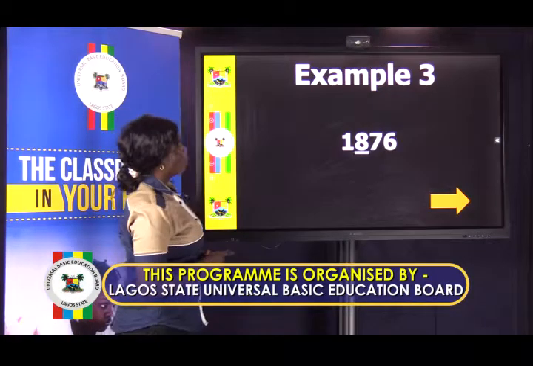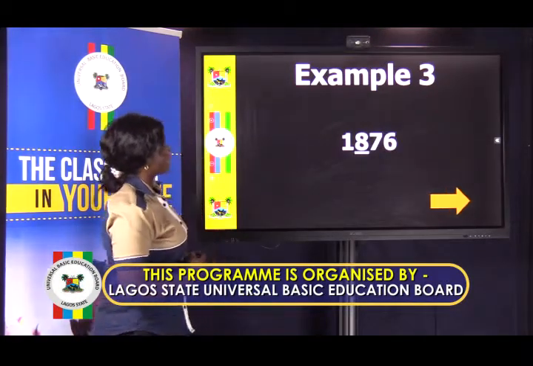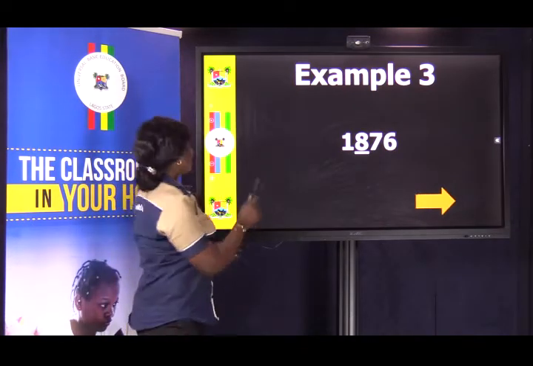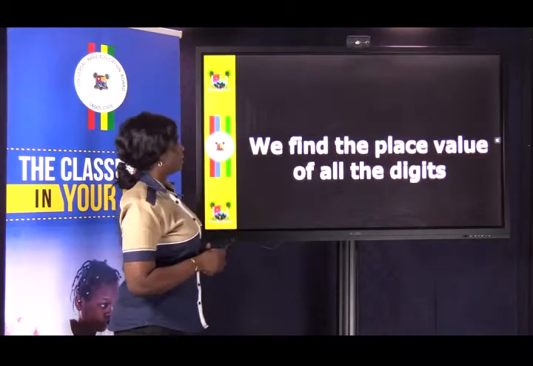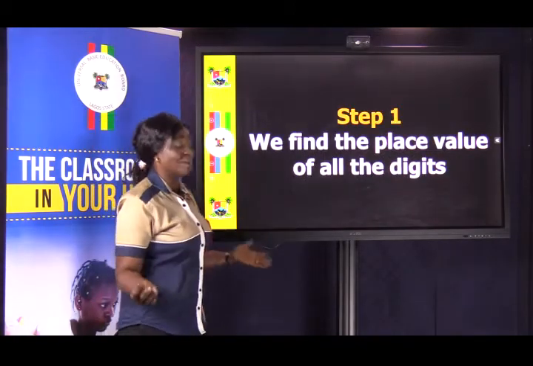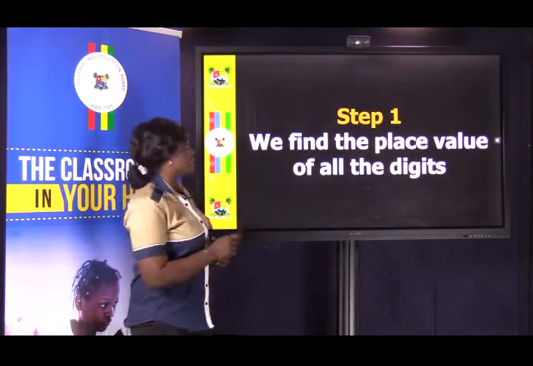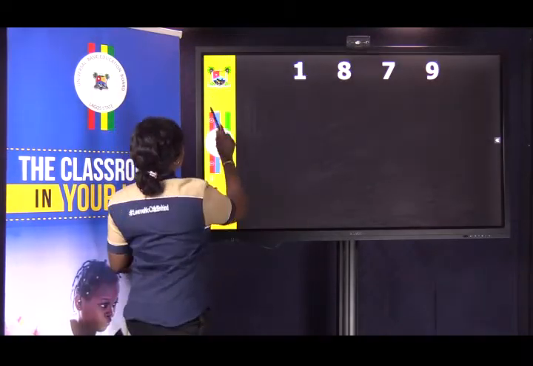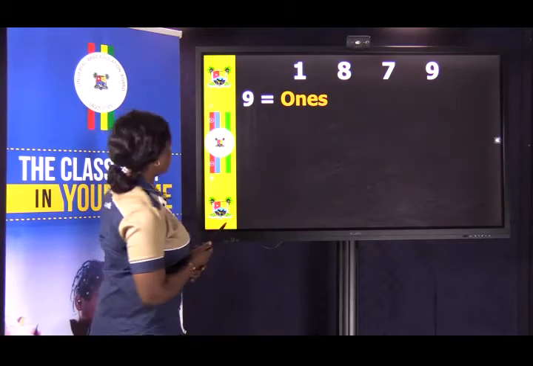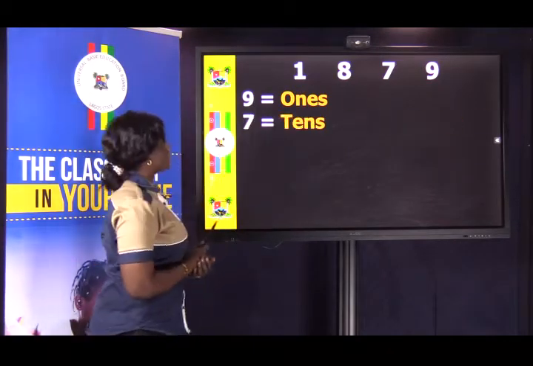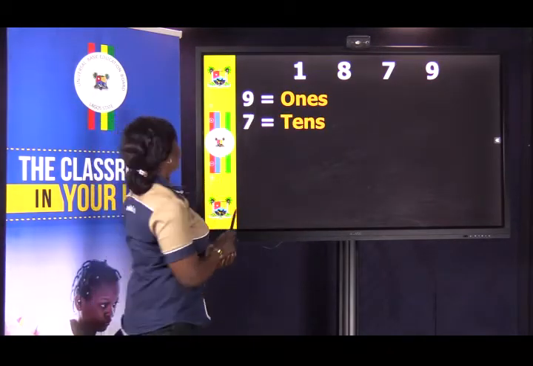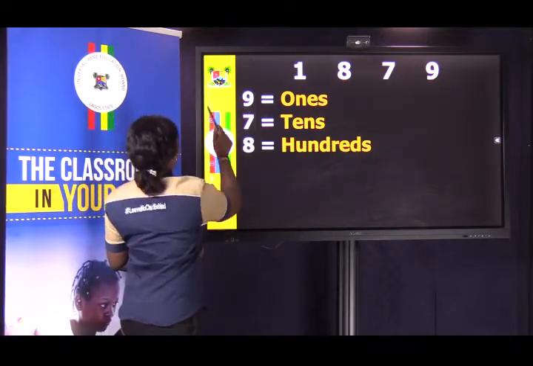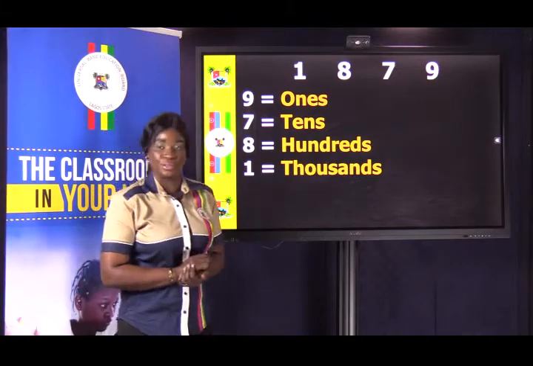Example 3, 1876. Where will 8 be positioned in the place value grid? Yes, we first find the place value or the position of all the digits. So we have the first number to the right, 9, under the ones column. Second number to the right, 7, is under the tens column. The third number is the hundreds, and the last number is the thousands.